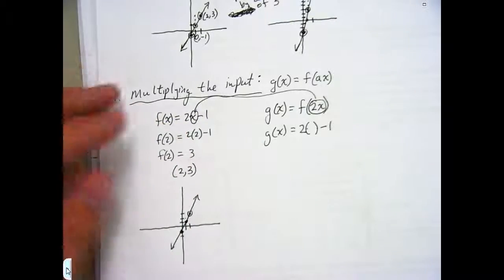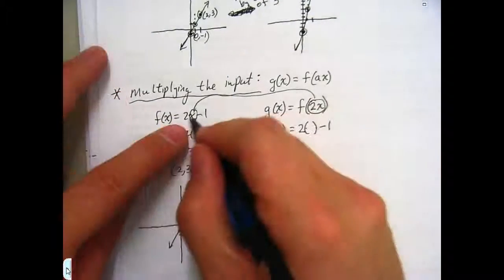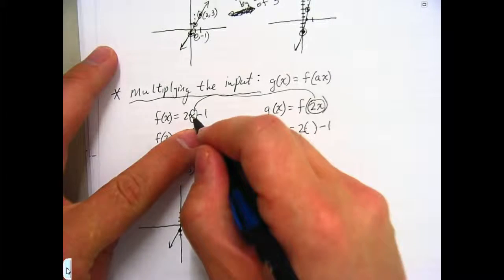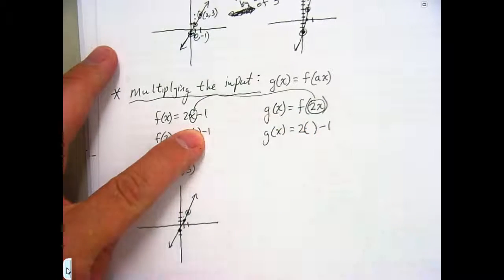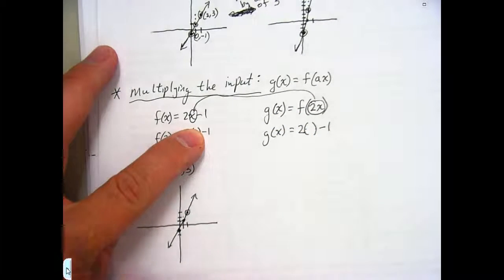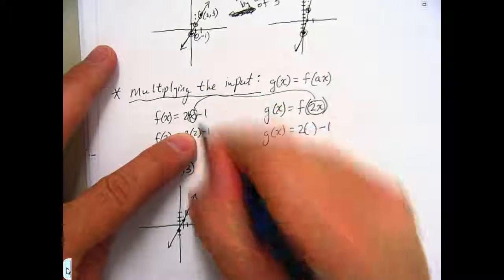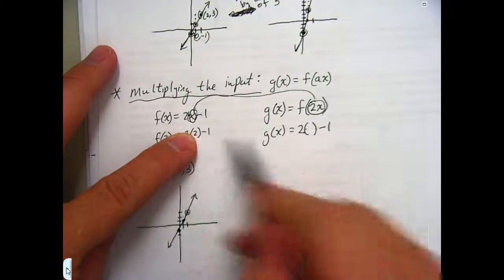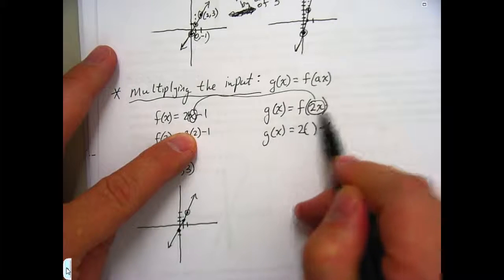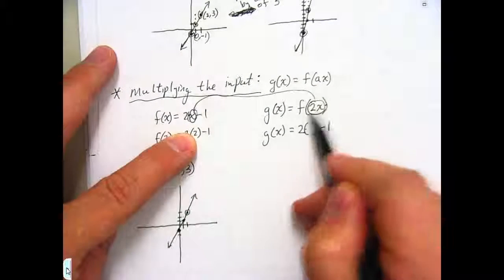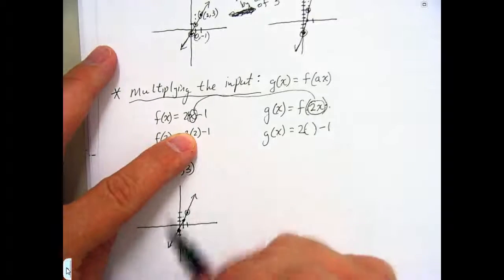In fact, I've had some students have a lot of success just automatically, whenever they write their original function, anytime they see a variable, they just put parentheses around it. That way they have a visual clue. They're like, okay, I put parentheses around this when I write my function out. That way I automatically know that if something's in the parentheses, I have to put it in for the parentheses.